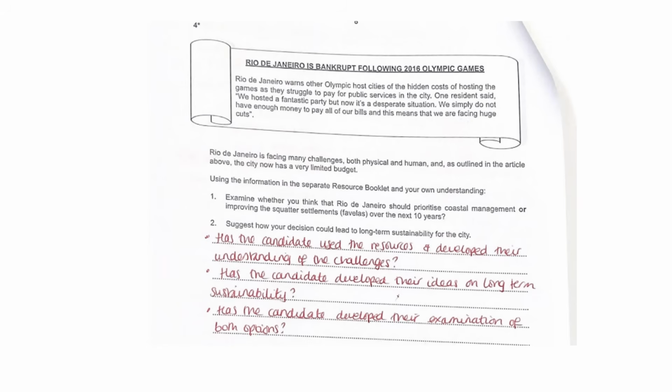So just to have a little look at a 12-mark model answer from one of the past exams. So this was looking at Rio, and you had to look at some coastal management issues, and then you had to look at some development issues. They were the 2 topics that they'd used in that case. And you had to examine whether you thought Rio should prioritise coastal management or improving the squatter settlements over the next 10 years. And then the second thing you had to do was suggest how your decision could lead to long-term sustainability for the city.